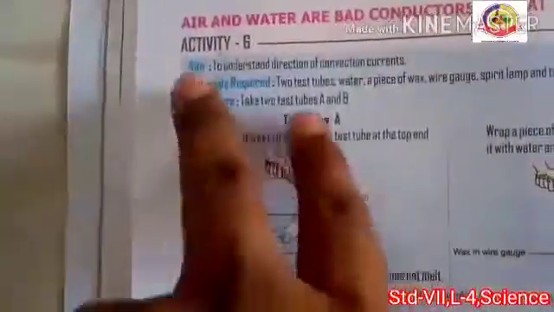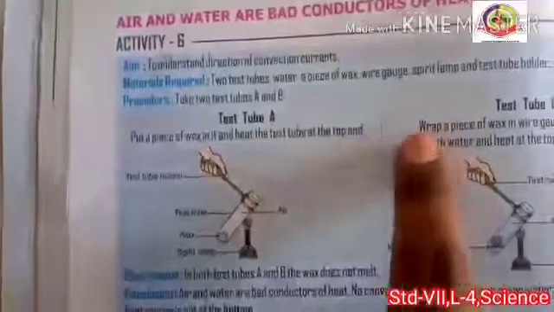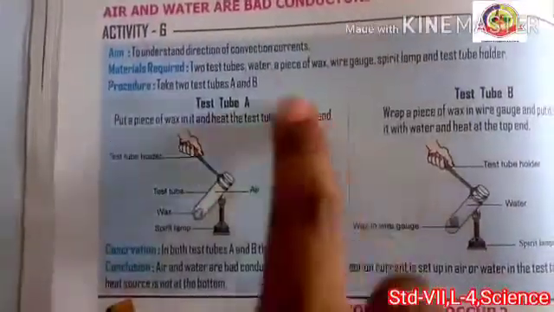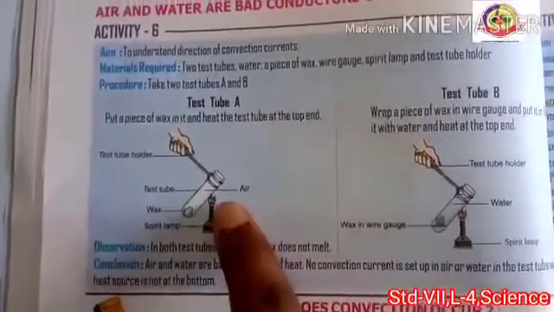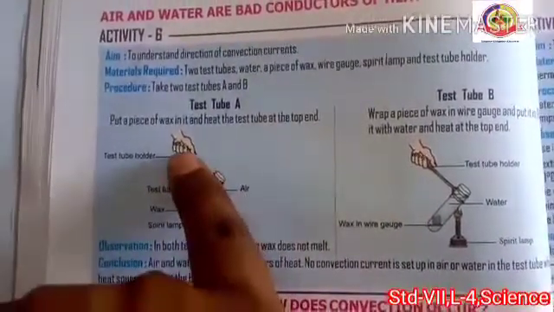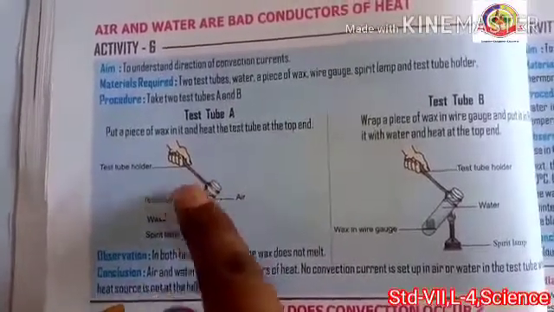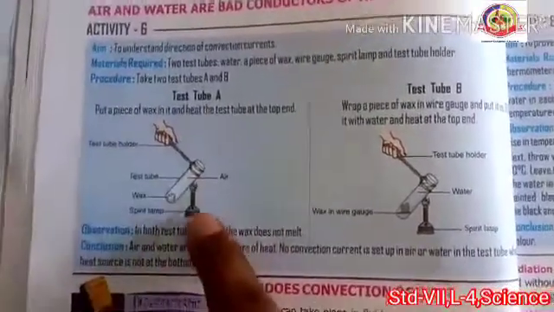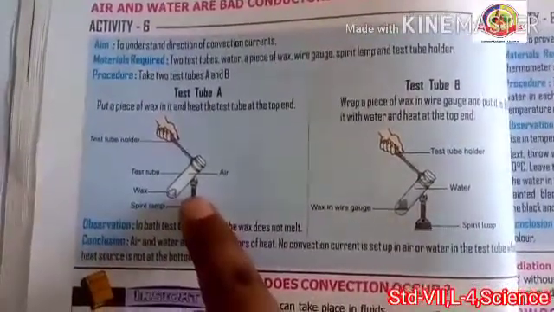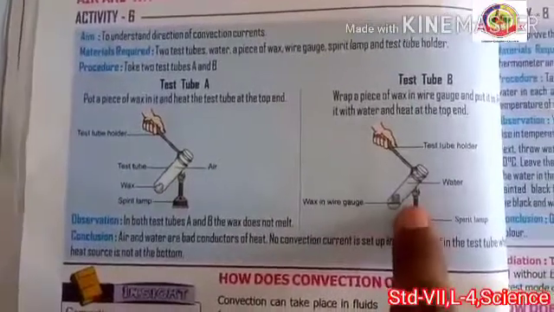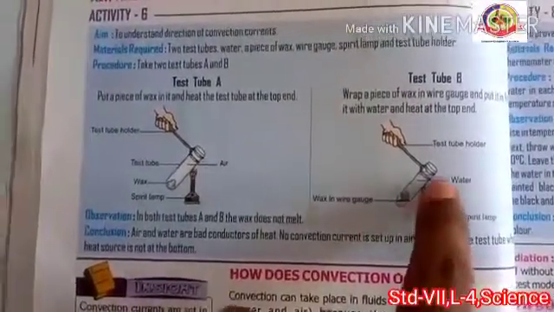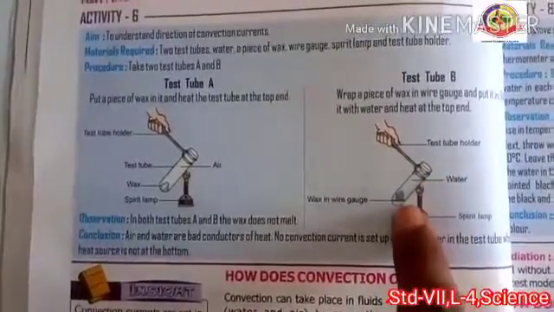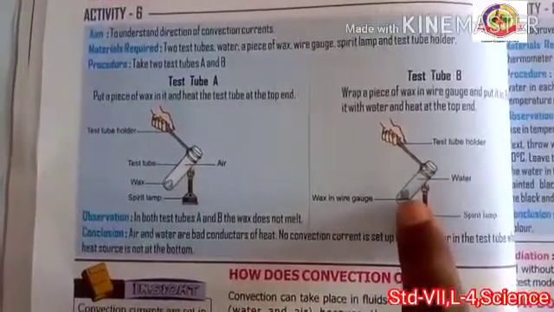Here you can see air and water are bad conductors of heat, right? To understand, here is one activity given about air and water. As you can see, two test tubes have been taken, held with the help of a test tube holder. In the first test tube, test tube A, wax is taken, right? In test tube B, wax is wrapped in wire gauze, and then the test tube is filled with water, and you can see inside, wax is wrapped in wire gauze, right?